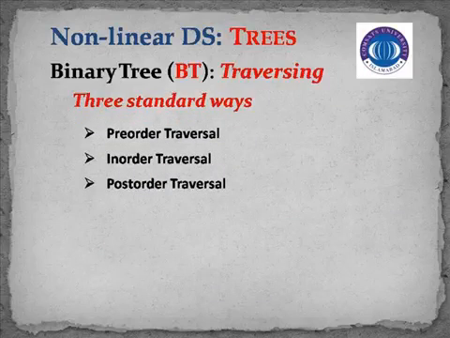Dear students, there are 3 standard ways in which the binary tree BT can be traversed, and these are pre-order traversal, in-order traversal, and finally the post-order traversal.